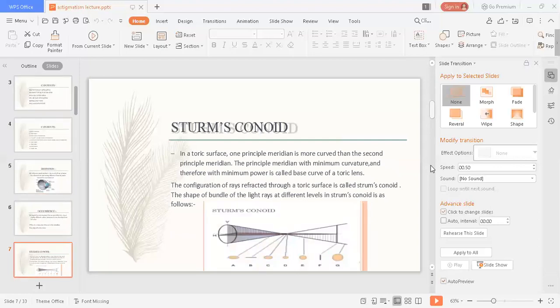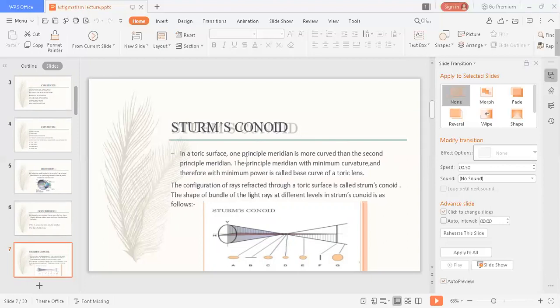So this Sturm's conoid is a concept. It's a very beautiful concept which explains the refraction of rays by a toric surface. So basically, what do we mean by a toric surface? A toric surface is a surface in which there is a difference of power in the vertical and horizontal meridian, like the eye. It is not a spherical surface. In a spherical surface there is no difference in the refractive power of the vertical and horizontal meridian. So if there is a slight difference like in the eye, then it becomes a toric surface.